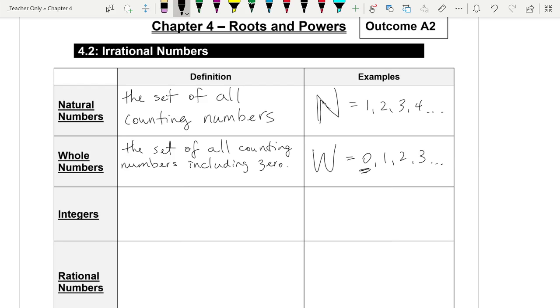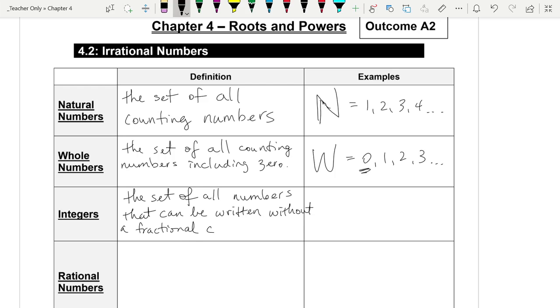Integers, of course, is the set of all numbers that can be written without a fractional component.